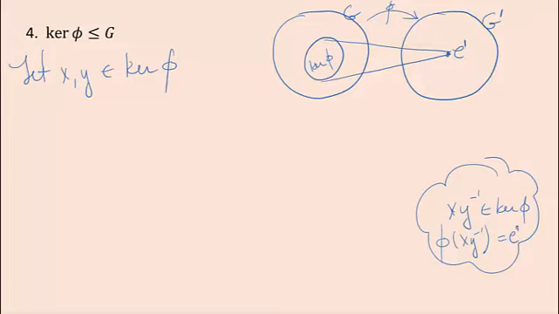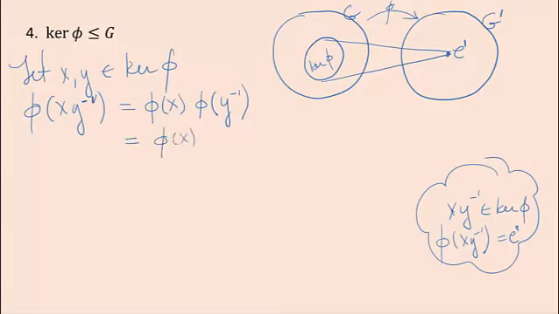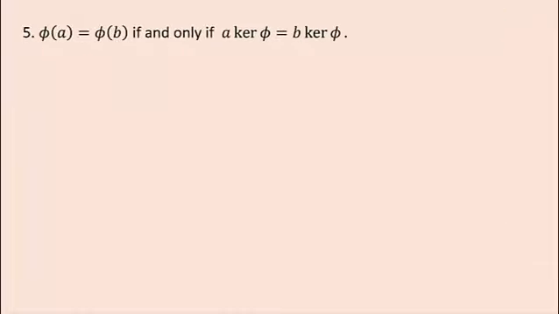But let's just go back up here and start writing things that we know. If x and y are in the kernel of phi, well, let's look at phi. Let's just start. Look at phi of x y inverse. Phi is a homomorphism, so that is phi of x, phi of y inverse. Property 2 tells us that this is phi of x, phi of y, inverse.